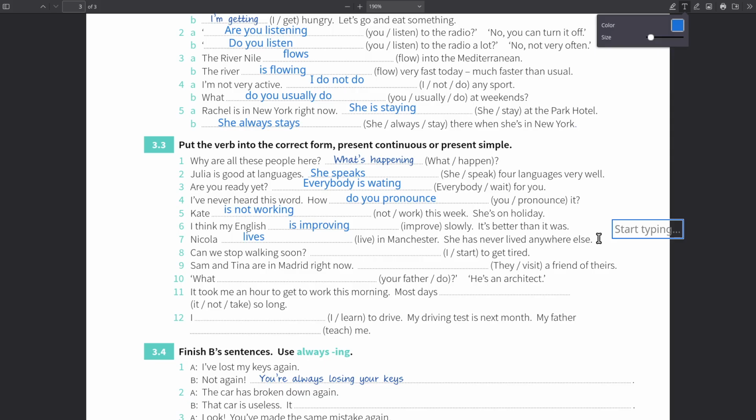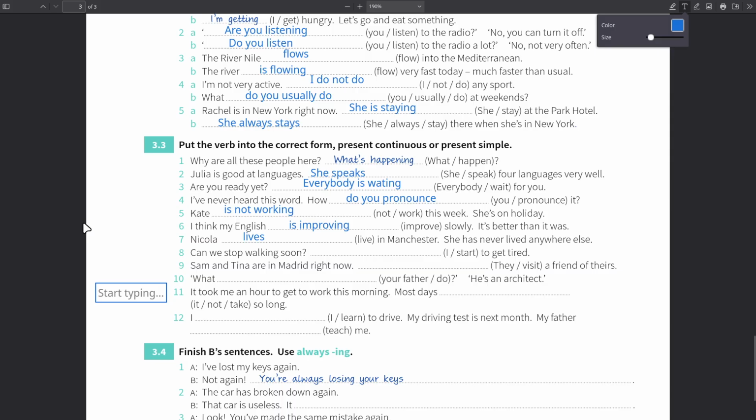His or her, I'm not sure about that. I don't know exactly if it's she or he. Anyway, we're going to say they. Because Nicola has lived their entire life in Manchester, because she has never lived anywhere else. Oh Jesus, I'm stupid. Okay, let's move on to the next one.